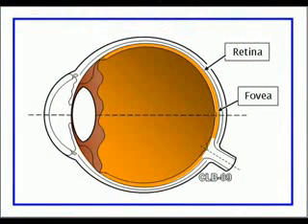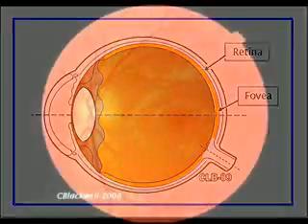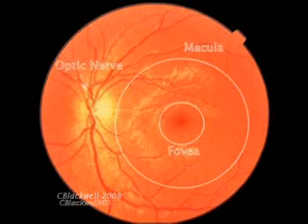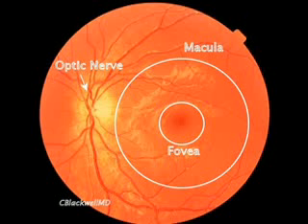This diagram shows the retina as a layer of nerve tissue lining the inside of the eye. It functions like film in a camera. This is a photo of what it looks like if you look through the dilated pupil to the inside of the eye. To understand that, here is the same photo with labels to show you what you're looking at.